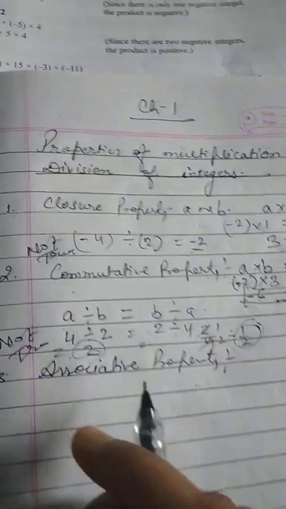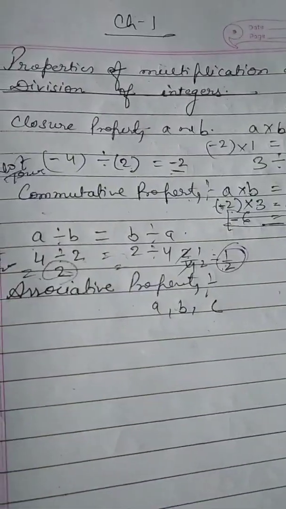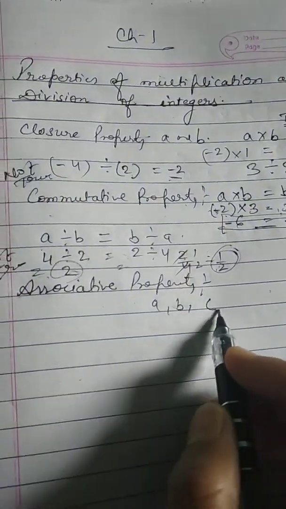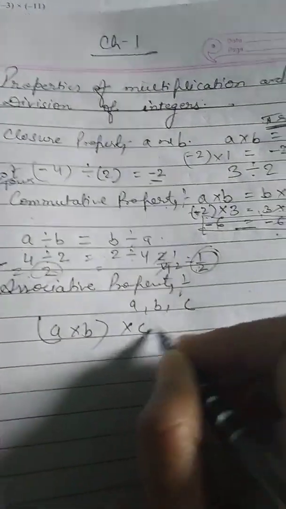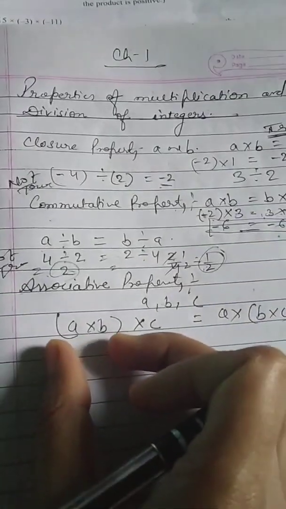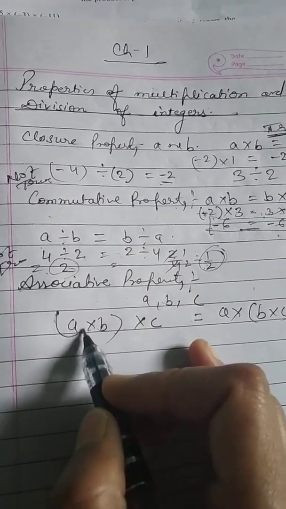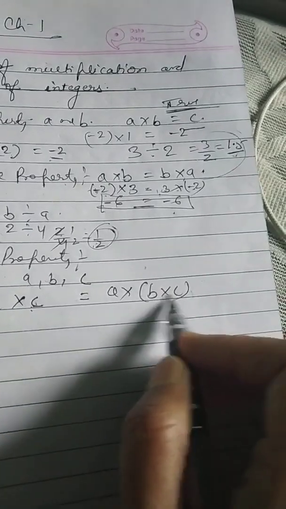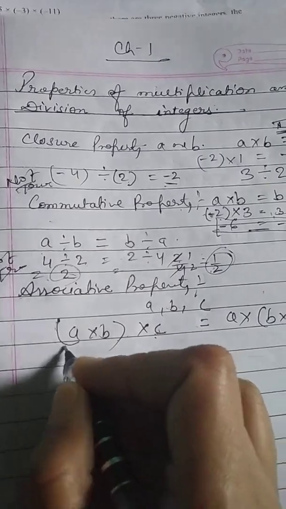Got it? Now come to the associative property. This property says that if we take any three integers a, b, c, then (a into b) into c will always be equal to a into (b into c). Means brackets here and here we have given. So this bracket shows that we will multiply these two first, after that we will multiply with this. And this bracket shows that we will multiply this first, after that we will multiply a with this. So let's check the value.